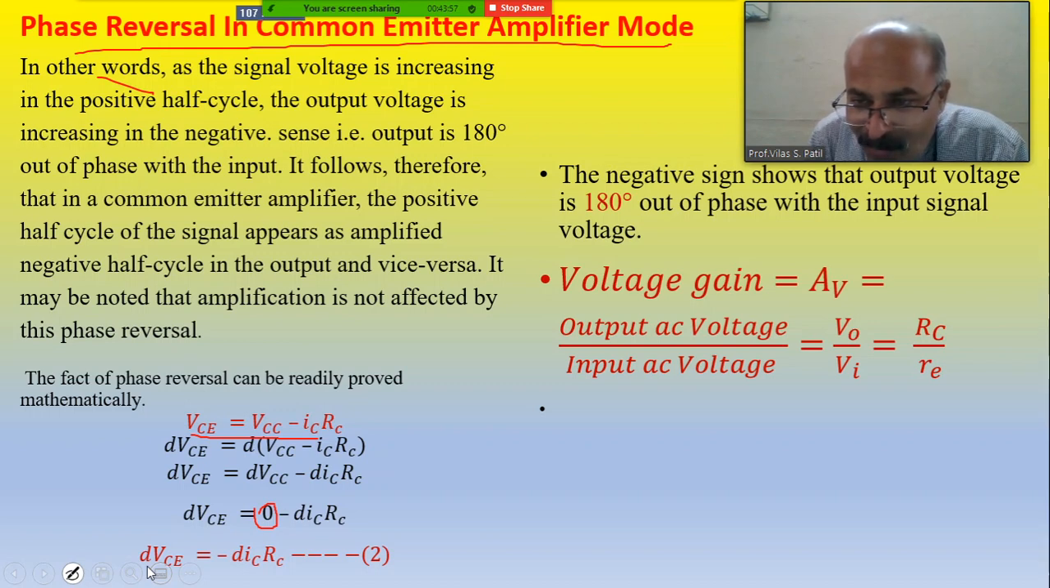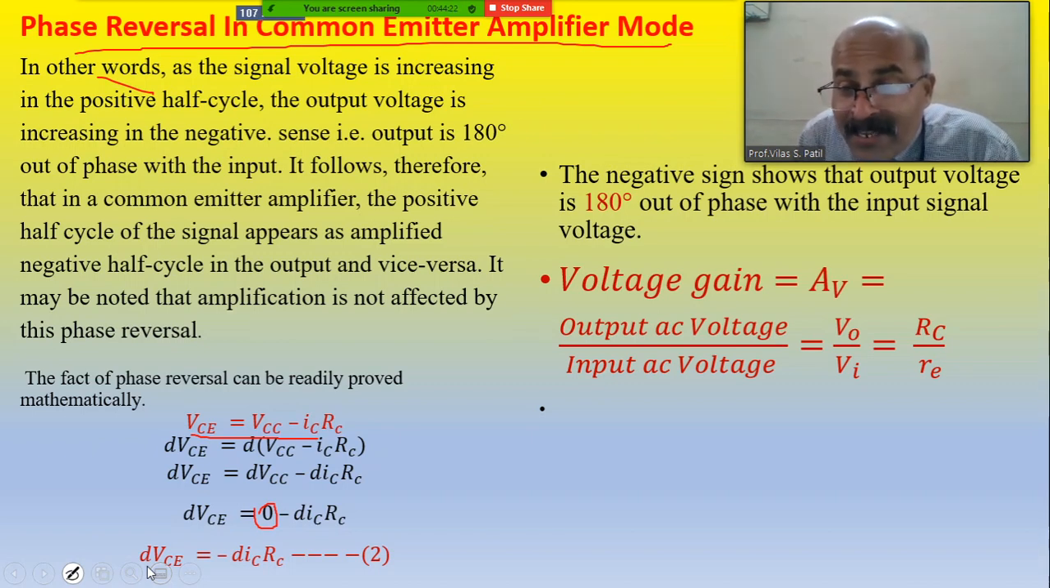Friends, here we are able to rightly prove the relation between the input and output is the phase reversal, or there will be the phase shift of 180 degree occurring between input and output. What will this circuit do? What is the basic function of this transistor amplifier mode?